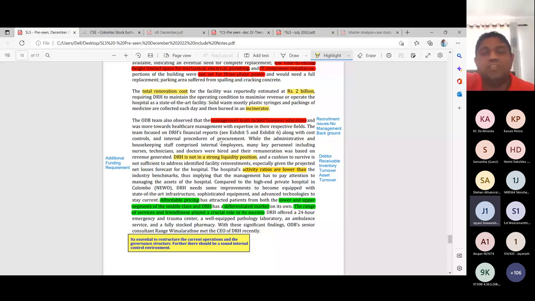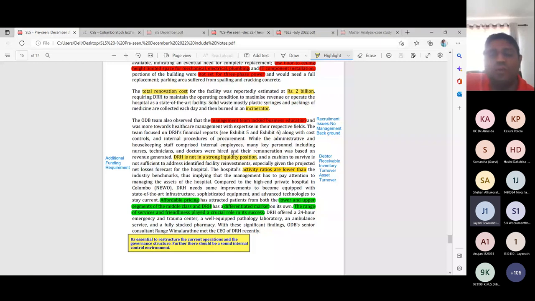The team focused on DRH financial reports along with cost control and internal procedures of procurement. While the administrative and housekeeping staff comprise internal employees, many key personnel, including nurses, technicians, and doctors, were hired, and their remuneration was based on revenue generation. DRH is not in a strong liquidity position. Key point, they are facing some liquidity problems. And the cushion to survive is not sufficient to address the identified facility reinvestment. We want 2 billion, no? Not sufficient cash is available in the business.